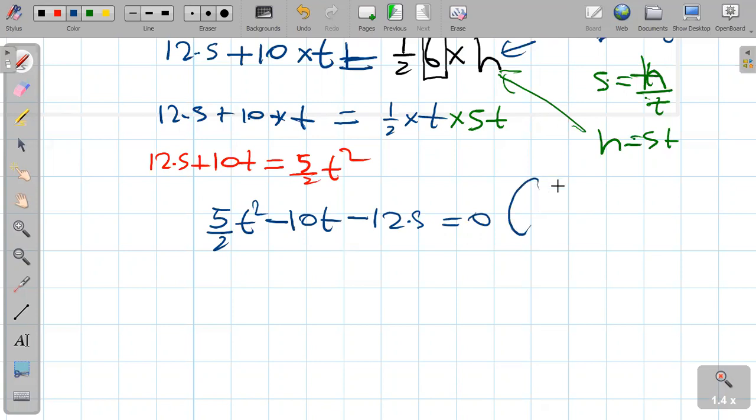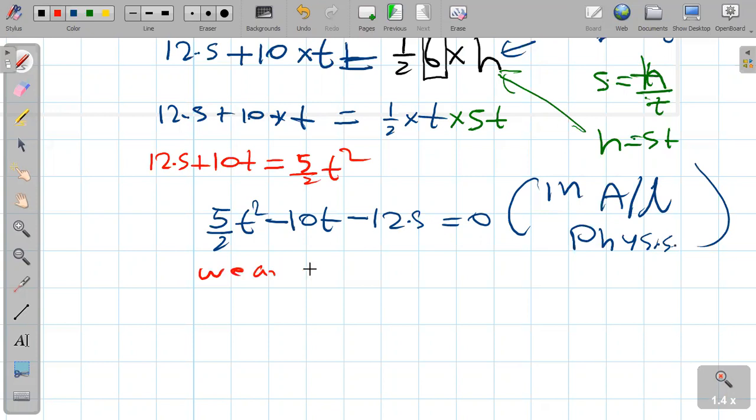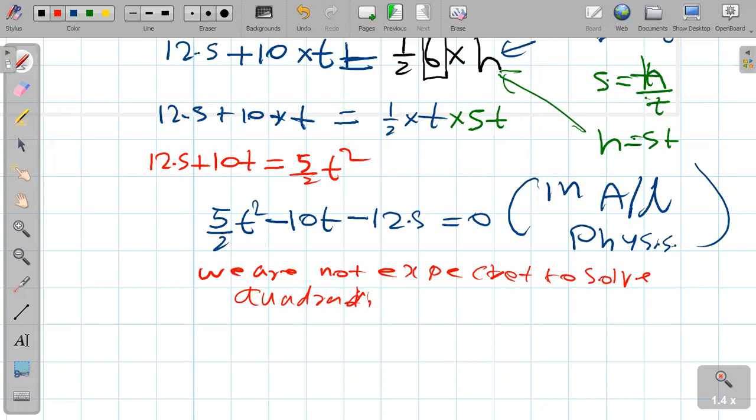But don't worry, in A level, P6, you are not expected to solve quadratic equations or any angle above 90 degrees. But we add some questions. Why?